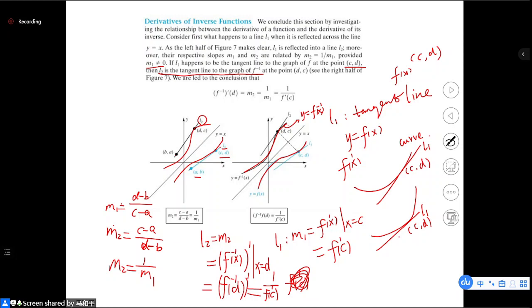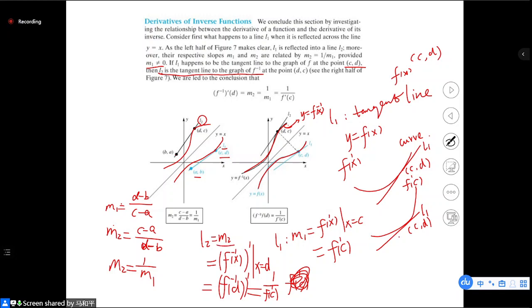First you should know that if we have the equation of this curve, the slope is f'(x). At the point c, the slope is f'(c). And we have the equation of this curve as f inverse(x), so the slope at the point (d, c) is (f inverse)'(d).